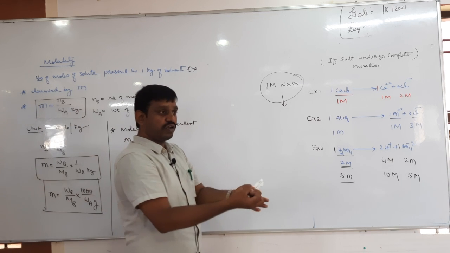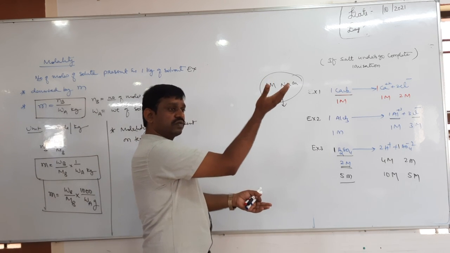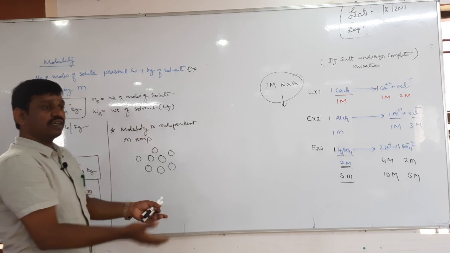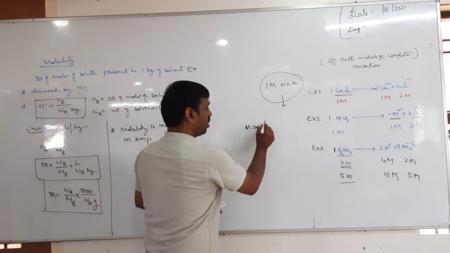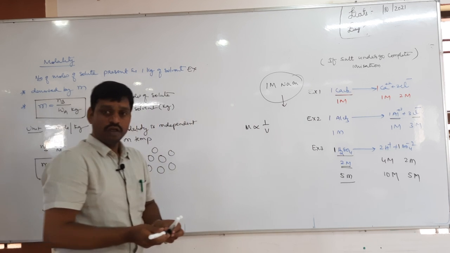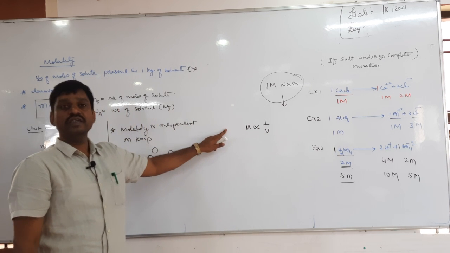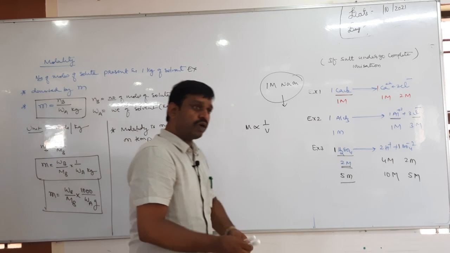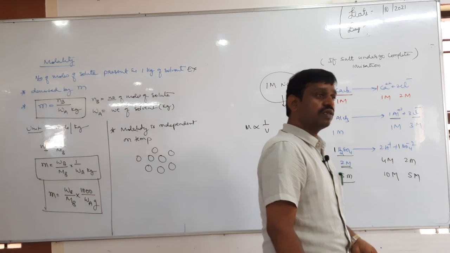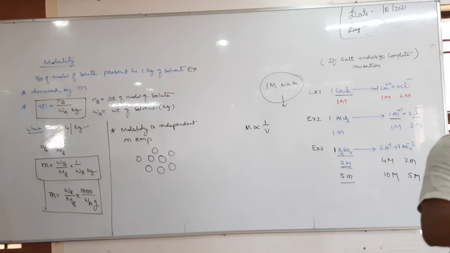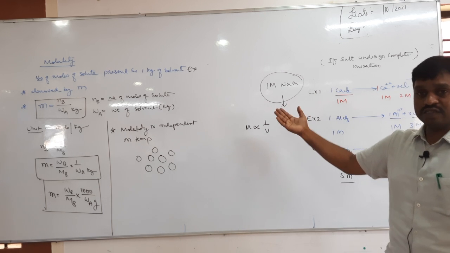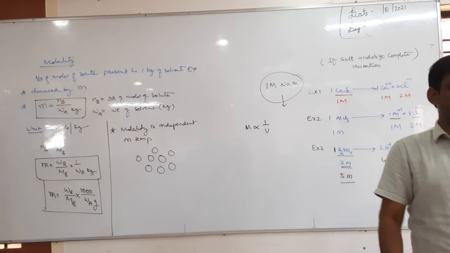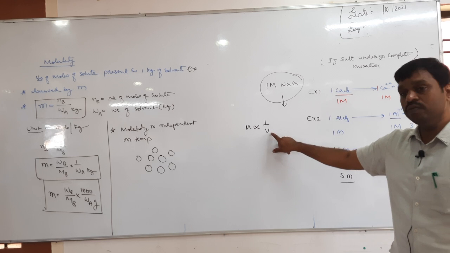When it absorbs moisture, what happens? The volume increases. When the volume increases, what happens to molarity? Volume and molarity are inversely proportional. When volume increases, molarity decreases. That means if you prepare a 1 M solution today, you cannot expect the same molarity after 1 year, or even after 4-5 months. Usually it decreases, because volume usually increases.